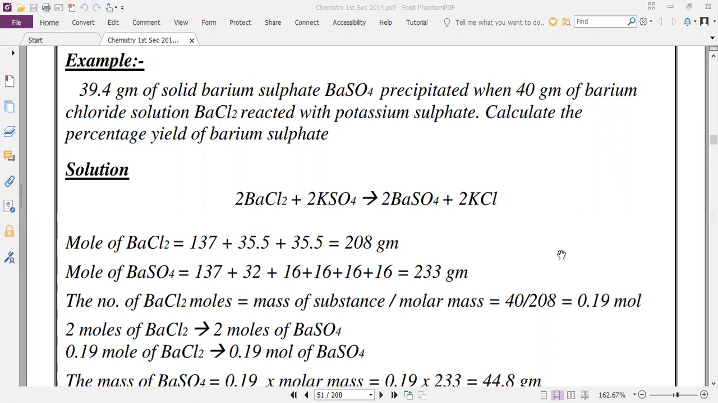Its formula is BaCl2. It will react with potassium sulfate, KSO4, to produce a precipitate of barium sulfate, BaSO4. So the chemical equation will be 2BaCl2 plus 2KSO4 to produce 2BaSO4 plus 2KCl, right?